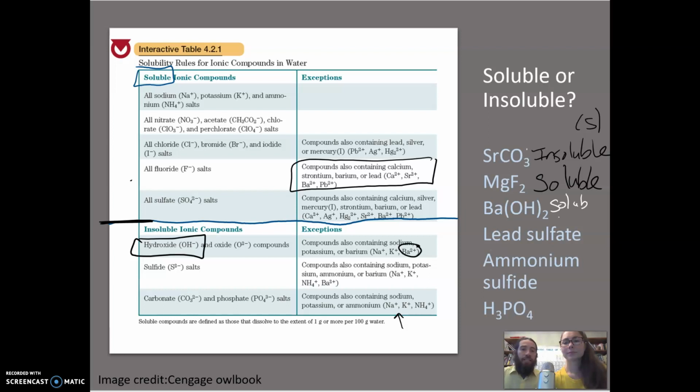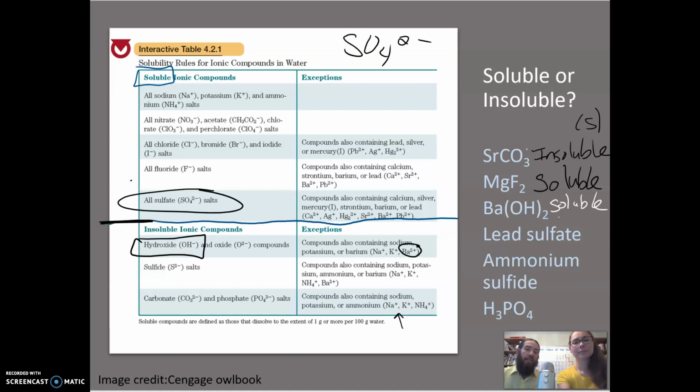Lead sulfate. Again, the sulfate ion, SO4. That's in the soluble category. Last one of the soluble categories. That doesn't mean anything. Nope. But let's look for our exceptions. Do we have lead as an exception? We do. There's the lead ion right there.